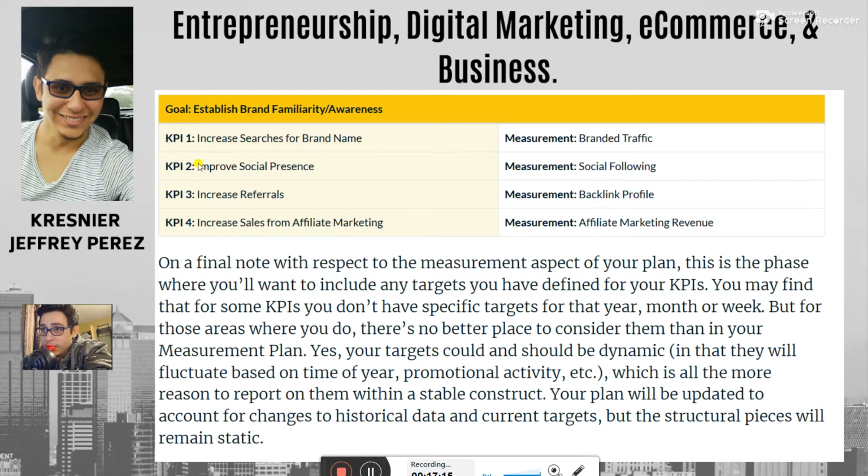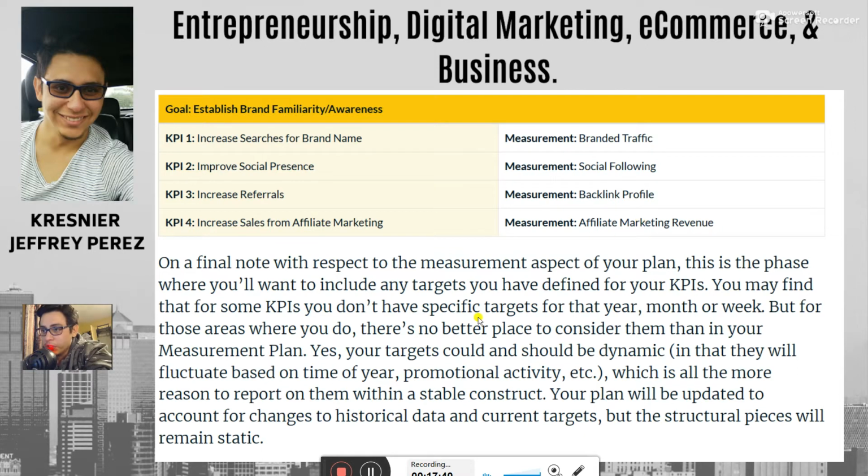So here is another goal. So establish brand familiarity and awareness. So the KPI could be increase searches for brand name, improve social presence, increase referrals, increase sales from affiliate marketing. The measurement could be branded traffic, social following, backlink profile, affiliate marketing revenue. So those are specific metrics that you will be looking at.